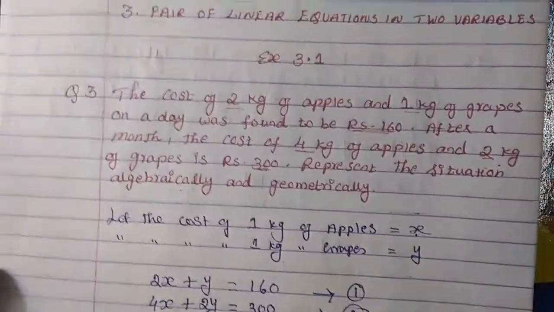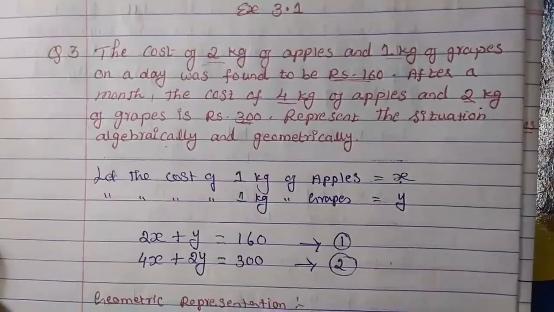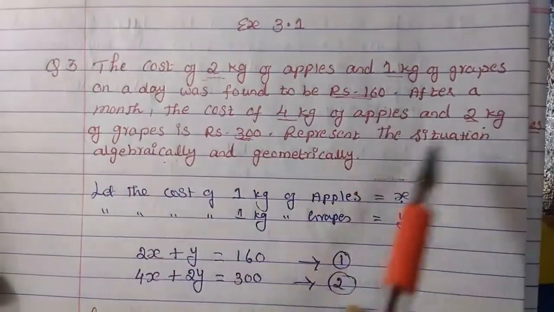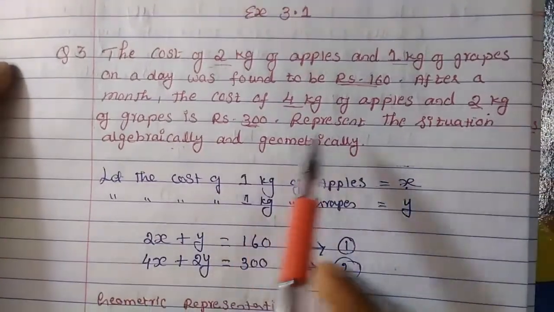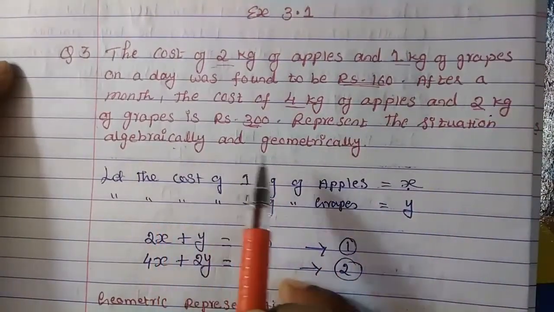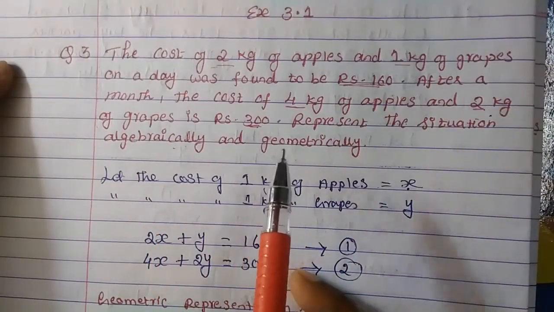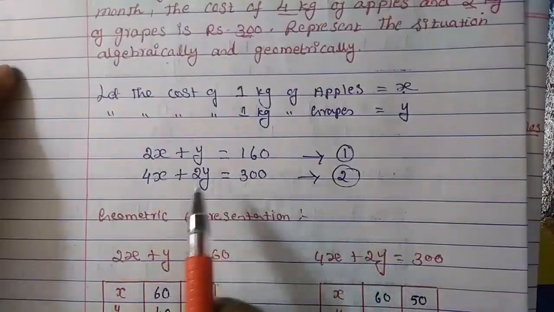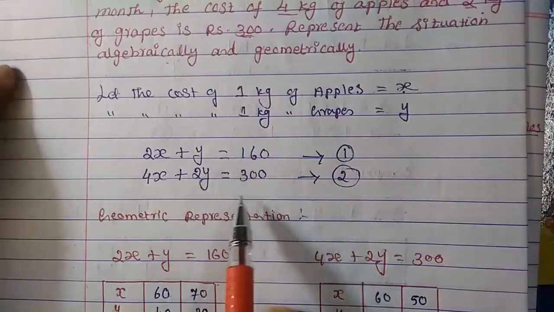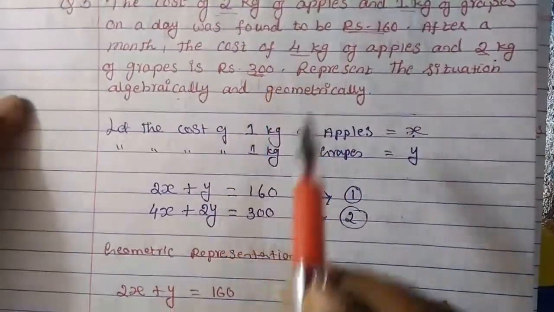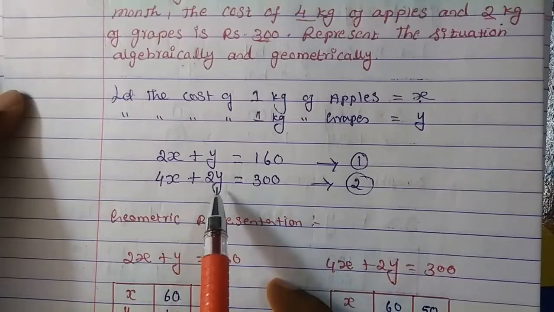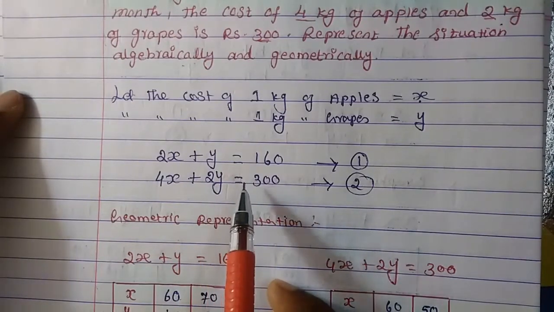Exercise 3.1, I am just taking the last question. So in this question, you saw that the situation is given to us and we have to represent the situation algebraically and geometrically. So what we did, we represented this situation first algebraically. So we found these two equations. Out of this situation, we have written these two equations. This is algebraic expression.